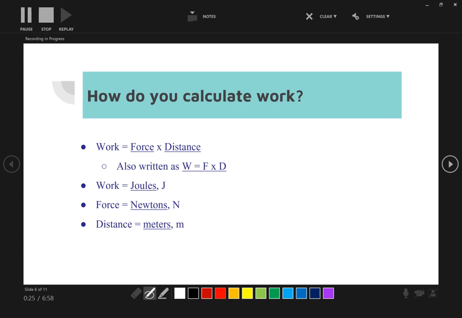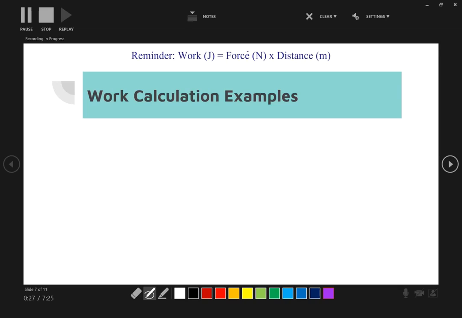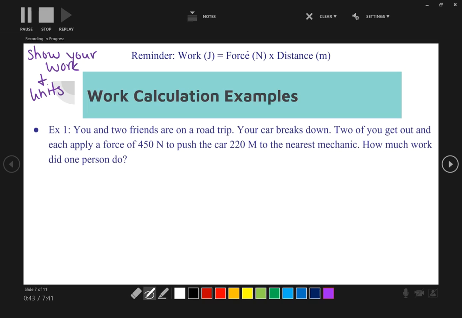Let's get some practice with this. Reminder, work is equal to force times distance. Whenever you do a calculation, remember to show your work and include your units.